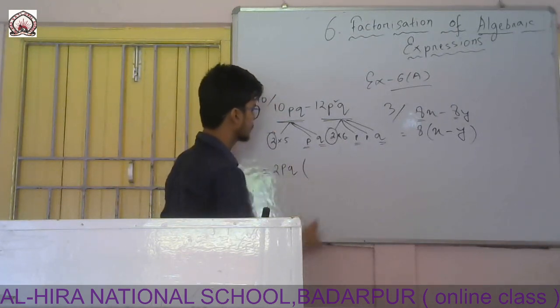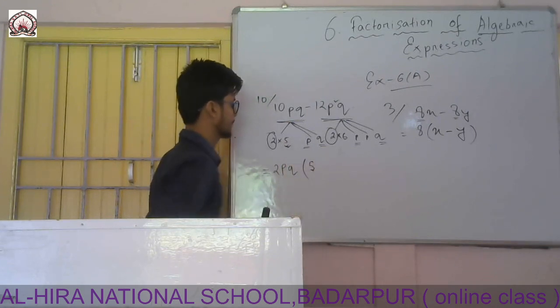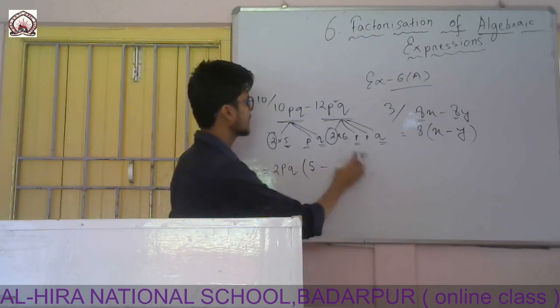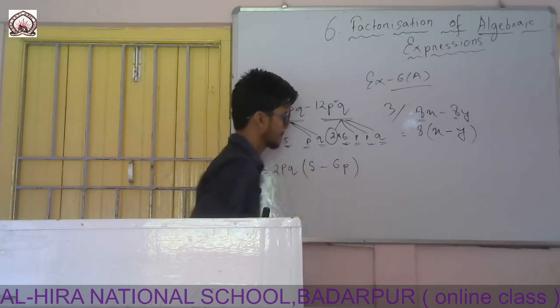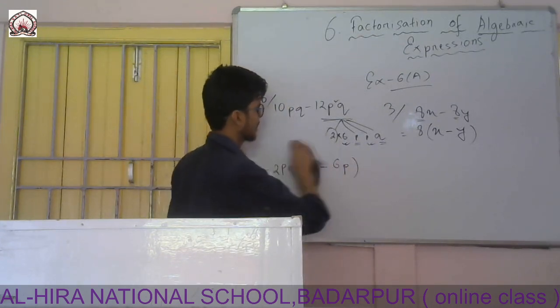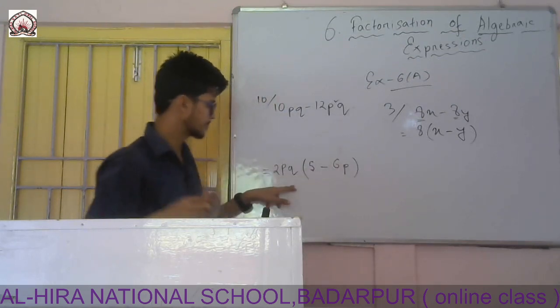So now I will take out the remaining term. Here only 5 left, so I will write 5. There, minus sign. Again here 6 left and 1 P, so I will write 6P. In the exam there's no need to write this, this is simply for understanding purposes. So don't write it in your copy, you simply write this one.